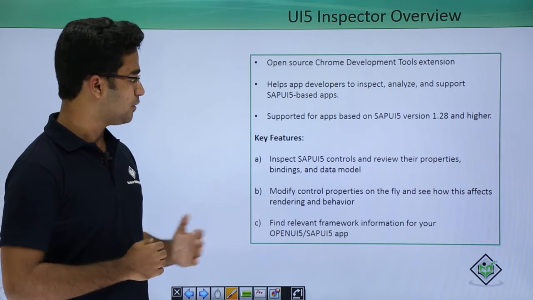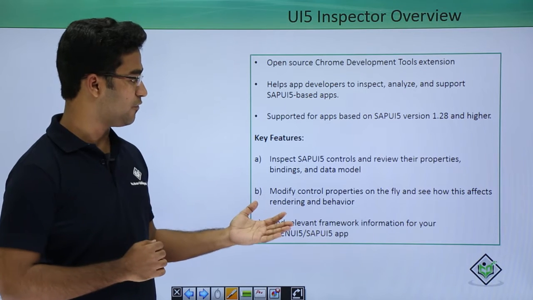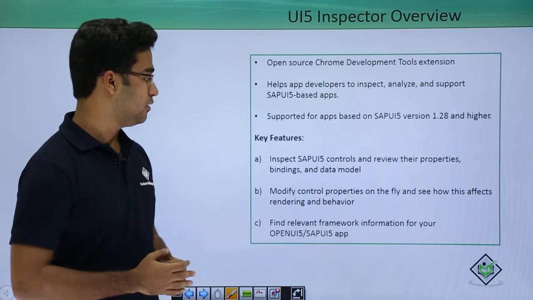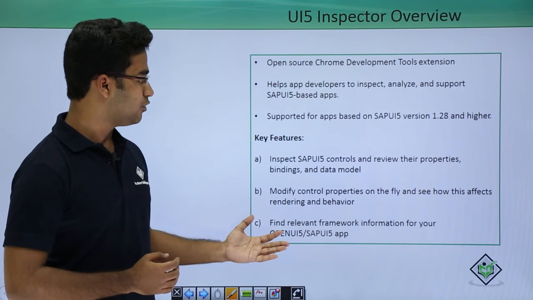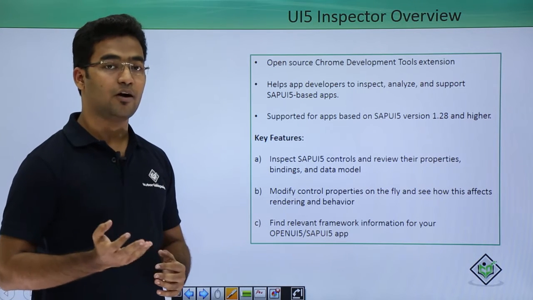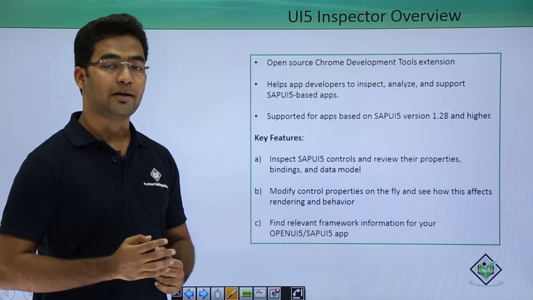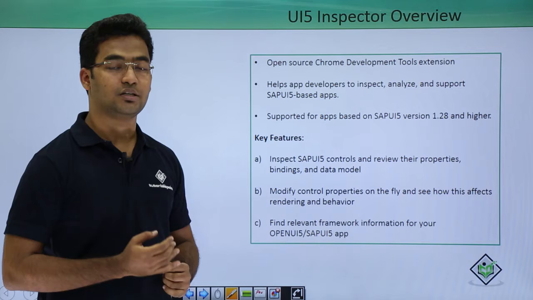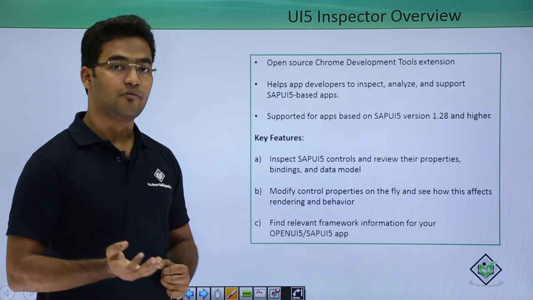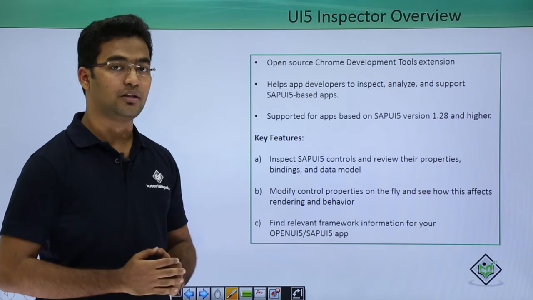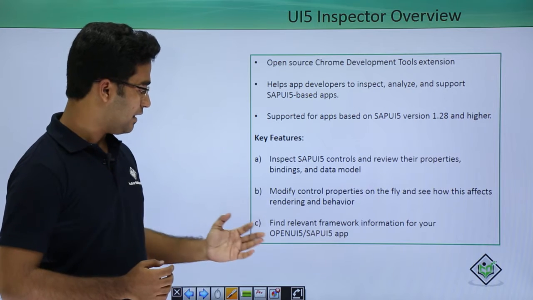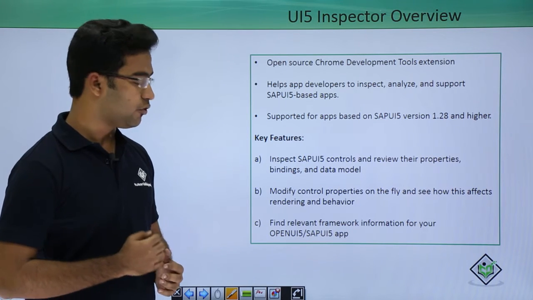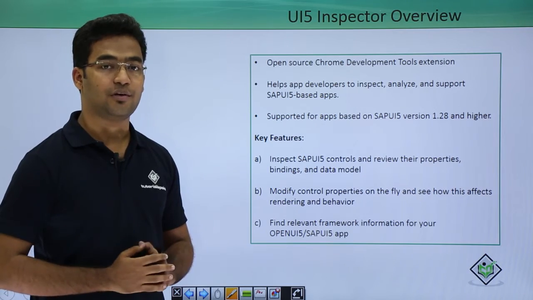And there are some key features: it inspects UI5 controls and reviews their properties, bindings and model, and modifies the control properties, and on the fly you see how it affects the UI5 application. Like if we have this object list item and we change its properties, on the fly it changes all these values. And it finds the relevant framework information for your OpenUI5 and SAP UI5 application.